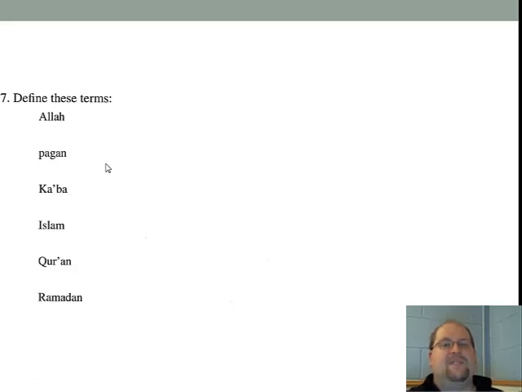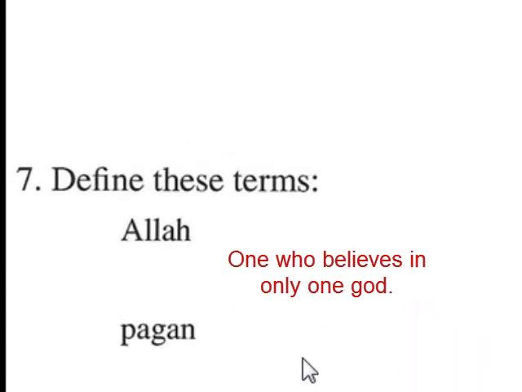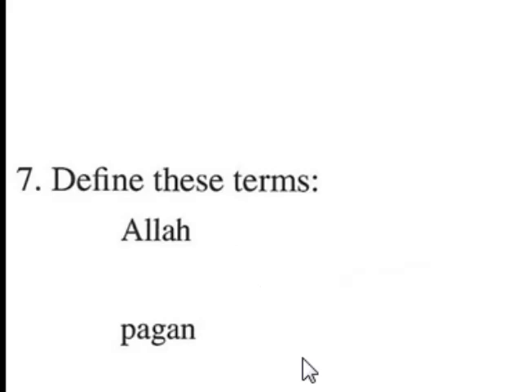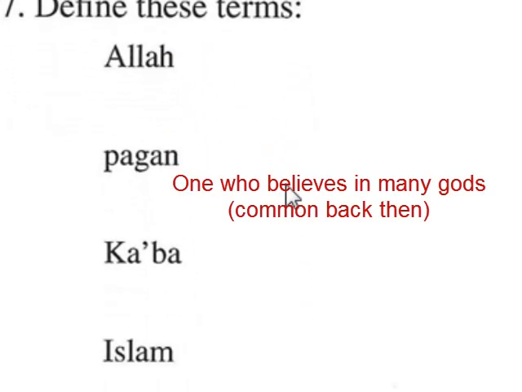So, now we got the definitions. Number 7. Define these terms. Allah. Simple. Allah was the name for their supreme being or God. Okay? For the Muslim religion. Pagan is one who believes in many gods, which was a common practice back then.